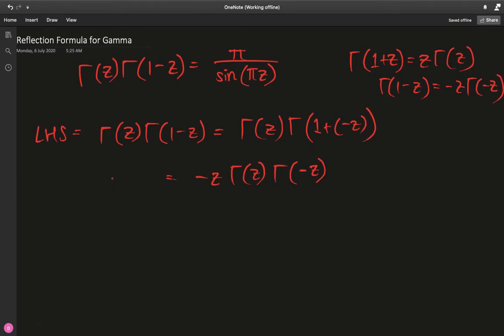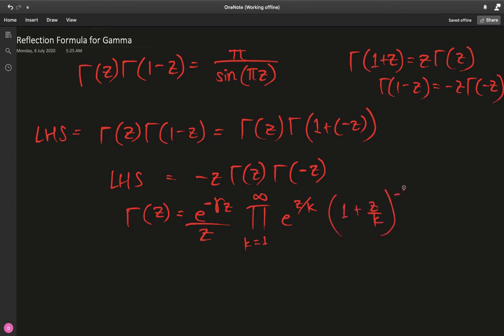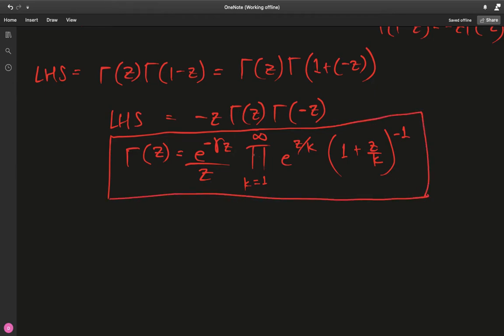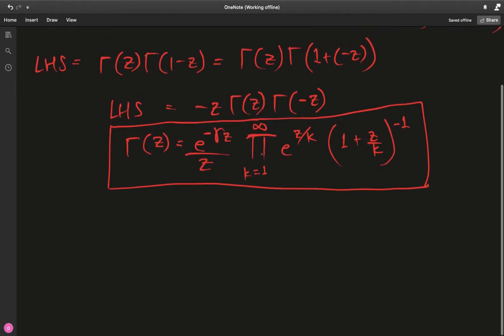And now at this point I would like to use a formula for the gamma function that I derived in the last video, basically the Weierstrass representation of gamma. So according to that formula, gamma of z is equal to e to the minus Euler-Mascheroni constant times z over z times the product from k equals 1 to infinity of e to the z over k times 1 plus z over k to the negative 1 power. So I want to basically implement this, because notice we have a product of two gammas, so it will be really helpful to write everything as an infinite product, because then we can combine stuff together.